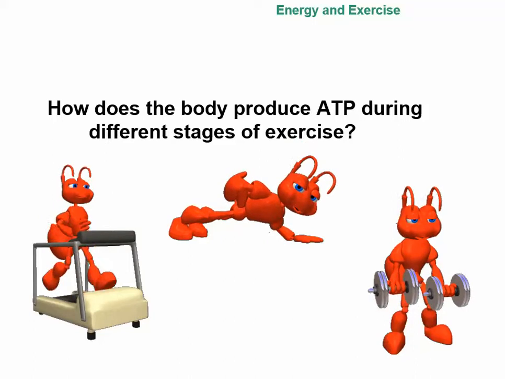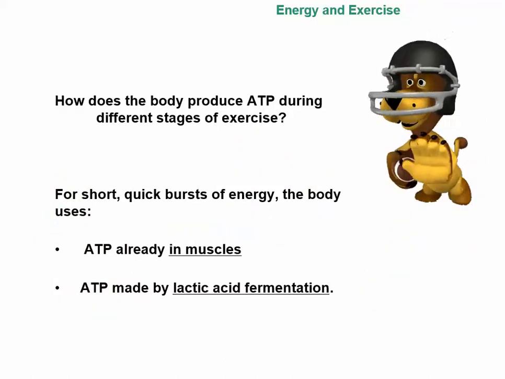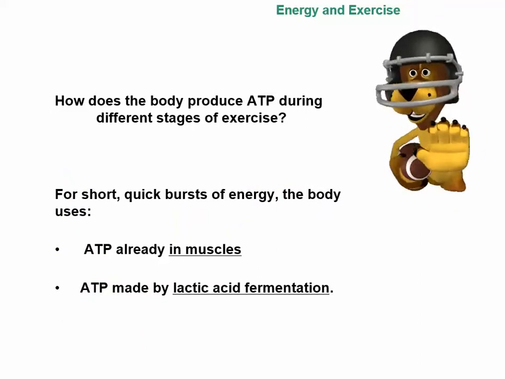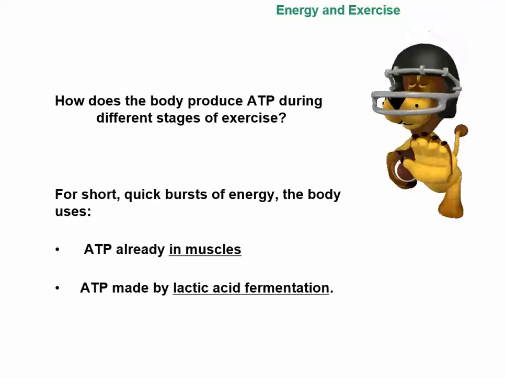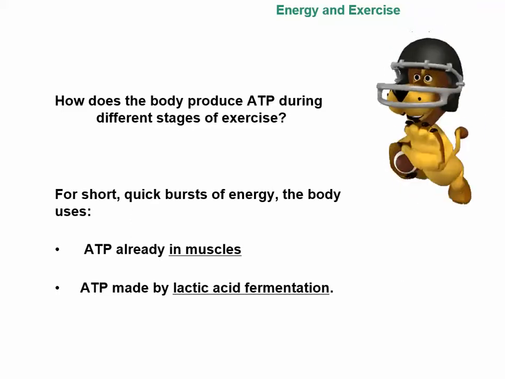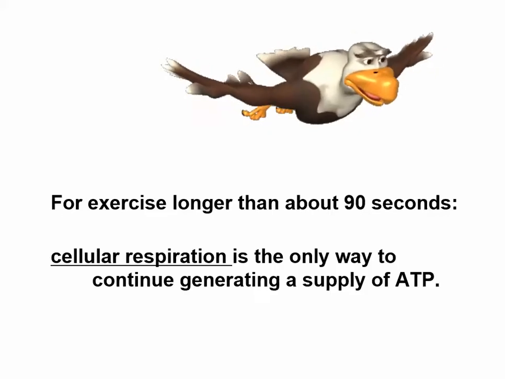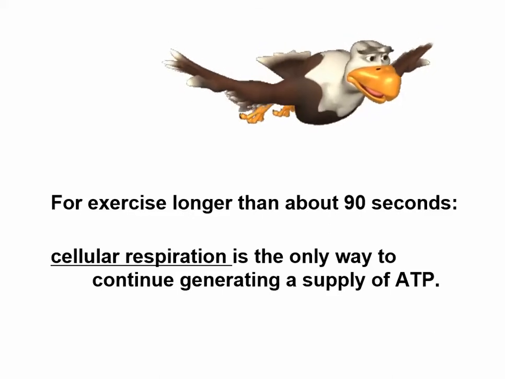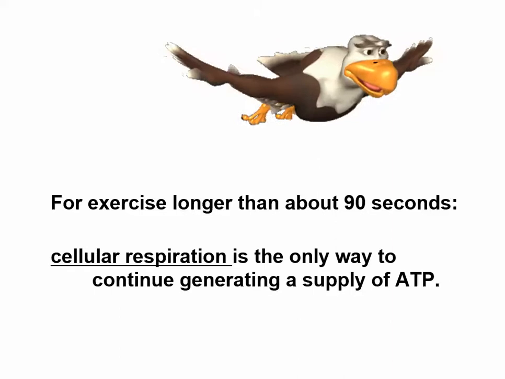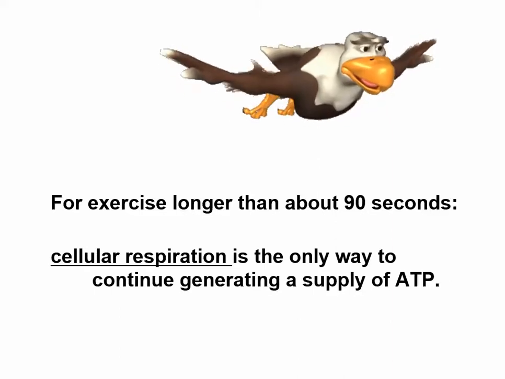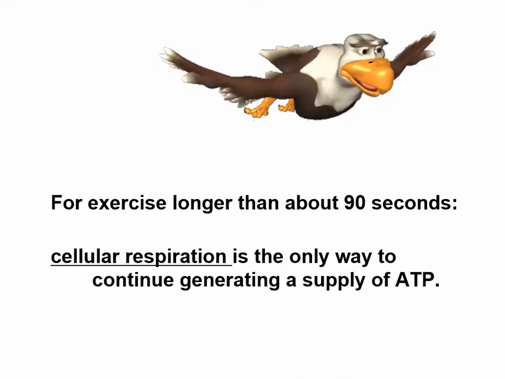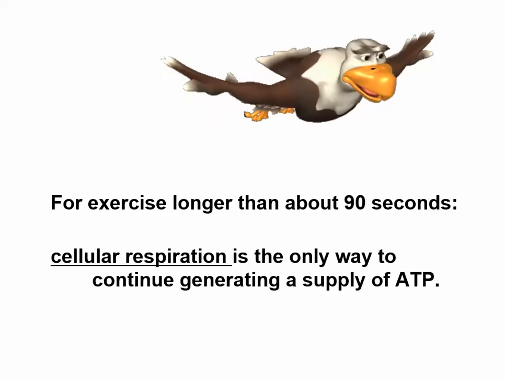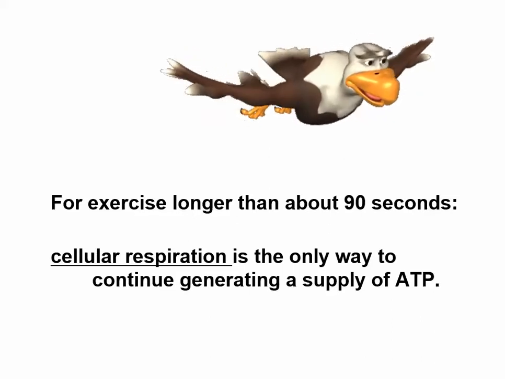So how does the body produce ATP during different stages of exercise? Well, in the very beginning, you have ATP that's already in the muscles, and then ATP is made by lactic acid fermentation. This lactic acid is also what causes your muscles to be sore. Now, if you exercise longer than 90 seconds, say you're running for 90 seconds, then your body has to change over to cellular respiration. And it uses the glycogen in your body to go through cellular respiration. And you know that cellular respiration is an aerobic process.